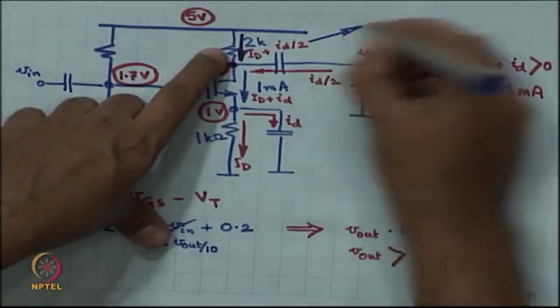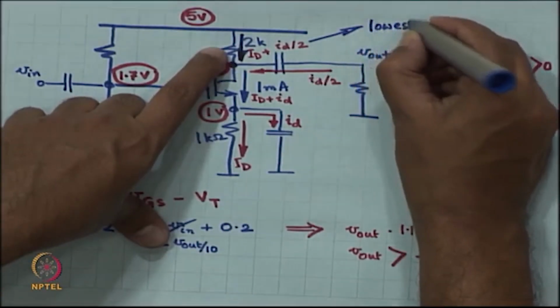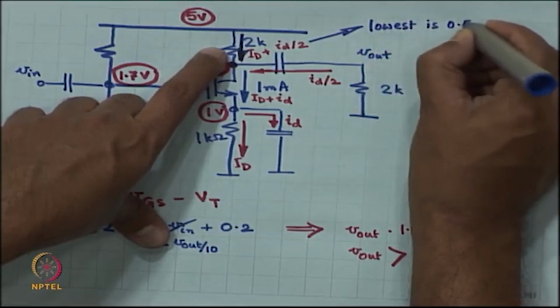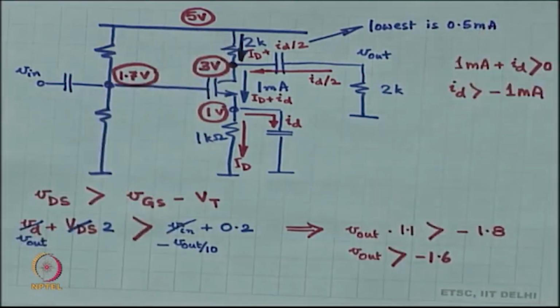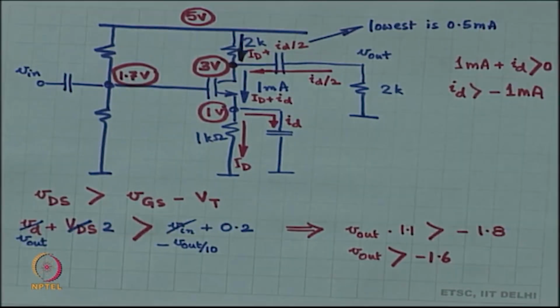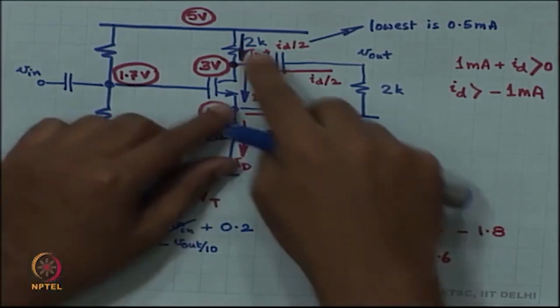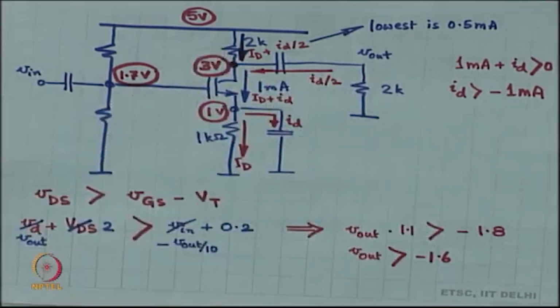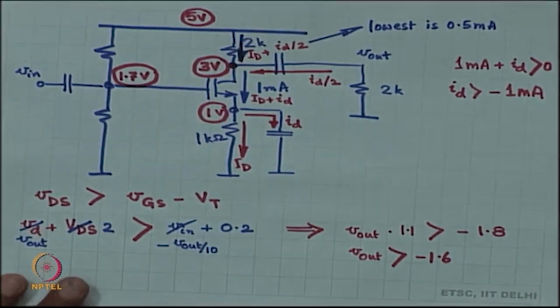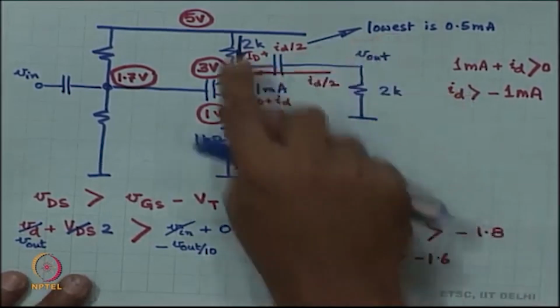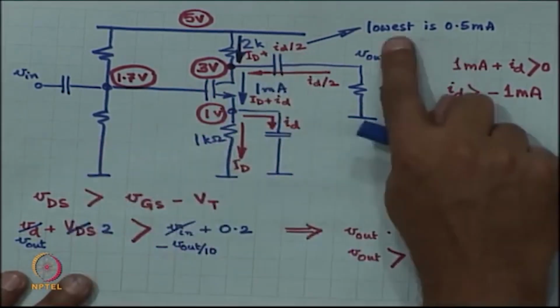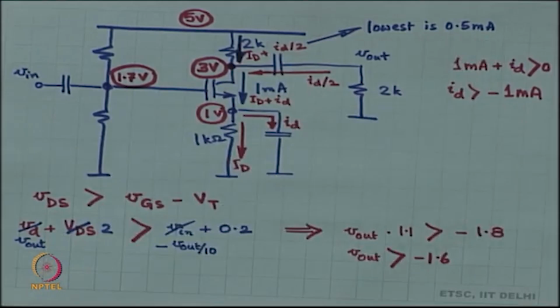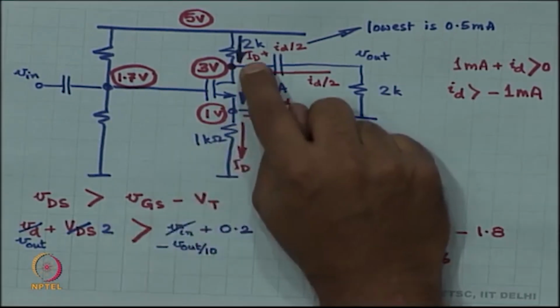So, this particular current's lowest value is 0.5 milliampere, it can't be lower than 0.5. Do you agree? Do you see what is going on over here? The entire DC current cannot be the signal current, only a portion of it is coming through this resistor, the other half of it is coming from the other resistor. So, the lowest value of this total current, ID plus small id by 2, is only half a milliampere. Capital ID is 1 milliampere.